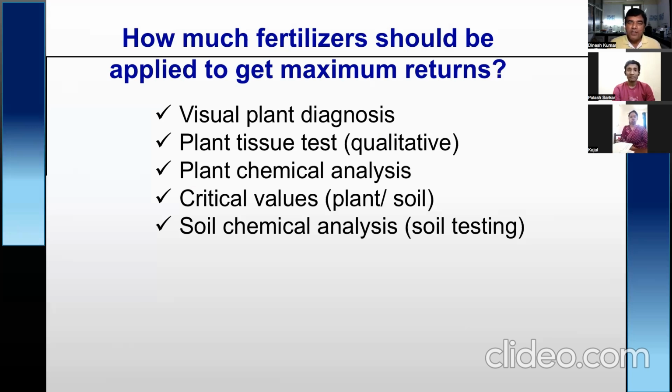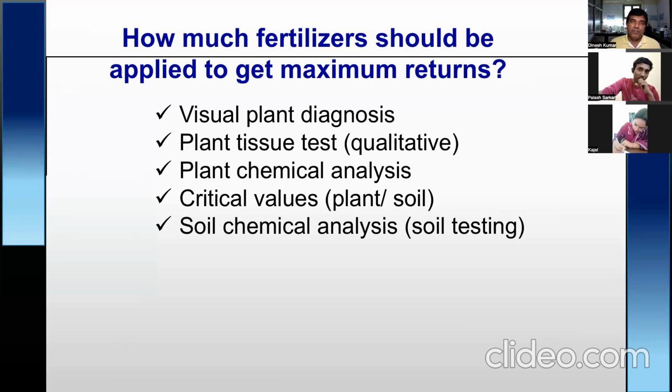So for 4 things, it can be very simply defined. The concentration of nutrient in plant or in soil at which 90% of the maximum attainable growth or yield is possible. 90% means your growth is reduced by 10%.